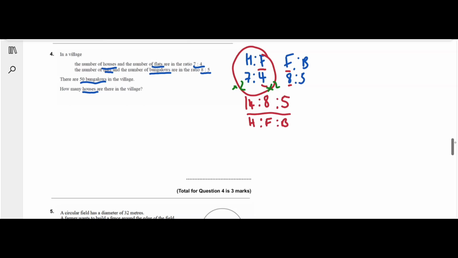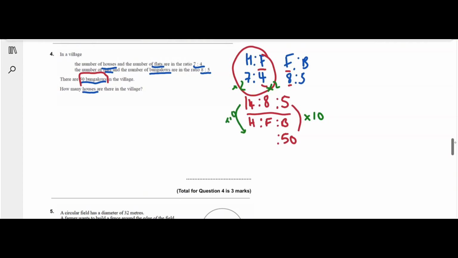Now, as I said, we also know it's telling me here there are 50 bungalows. So the bungalows have been simplified down. What would I do to 5 to make it 50? Whatever I do to this part of my ratio, I have to do the same to the others. Well, I would multiply it by 10, so I have to multiply the others by 10 as well.